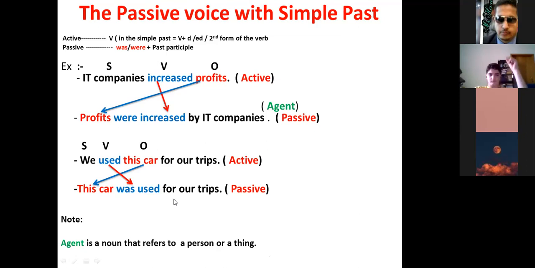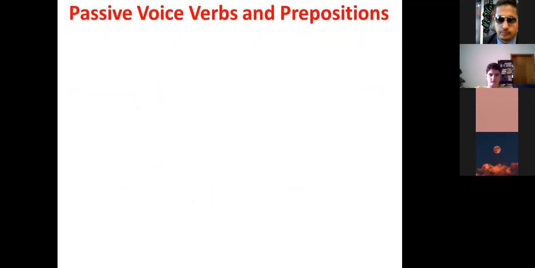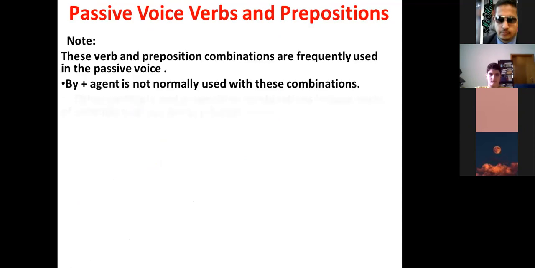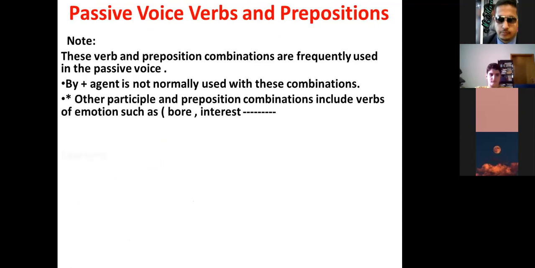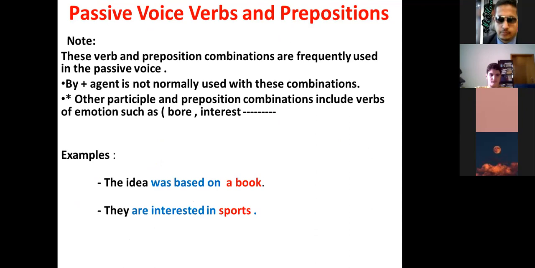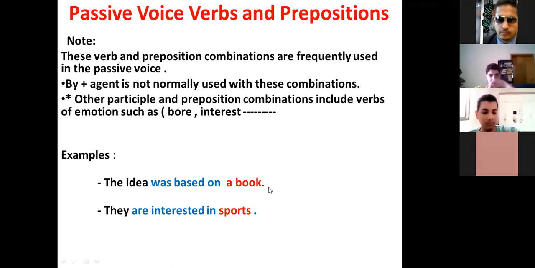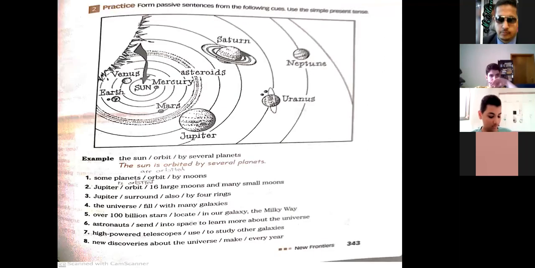Just for reviewing before we start answering. Now we are going to answer the exercise. This part we said before: verb plus preposition or adjective plus preposition. Do you remember? Based on, interested in, made of. Do you remember grade 8? We said that there is no agent with these verbs. Now we are going to start answering practice 2.